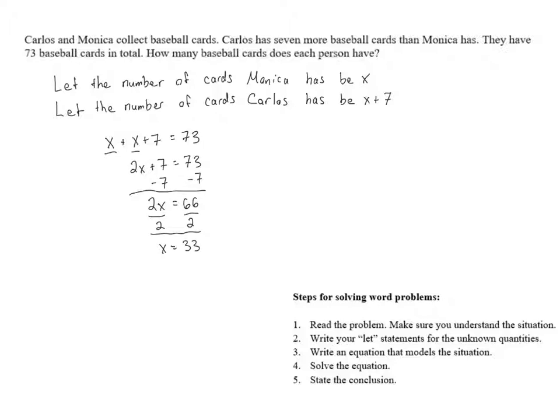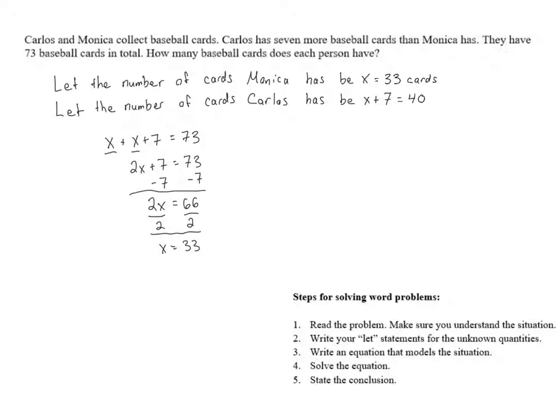We need to state our conclusion at the end, so once we know the value of X, we can go up to our let statements. The first one says, let the number of cards Monica has be X. Well, we know X is 33, so we know Monica has 33 cards. If we look at the number of cards Carlos has, we can see that that's X plus 7. In this case, 33 plus 7 ends up being 40.